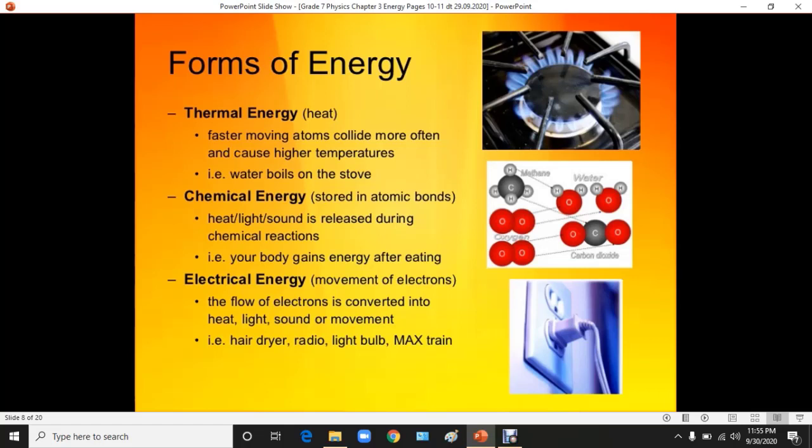Another form of energy which we are talking about is electrical energy, which is the movement of electrons. The flow of electrons is converted into heat, light, sound or movement. That is like a hair dryer, radio, light bulb, maglev train. All these are examples of electrical energy.